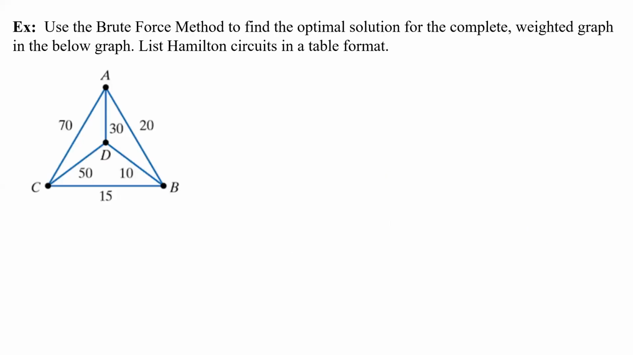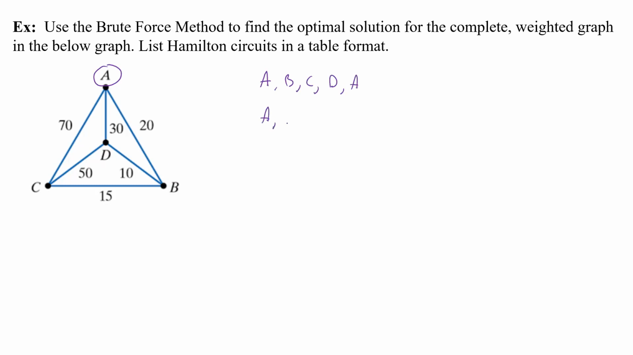So let's look here. It says use the brute force method to find the optimal solution for the complete weighted graph here. Now, what we want to do is list all the Hamilton circuits in a table format. So let's start with A, because remember, we always have to start with the same one. We want to start with A, end with A, and go through all the points exactly one time. So let's maybe do A, B, C, D, A. Okay, so that gives us that one.